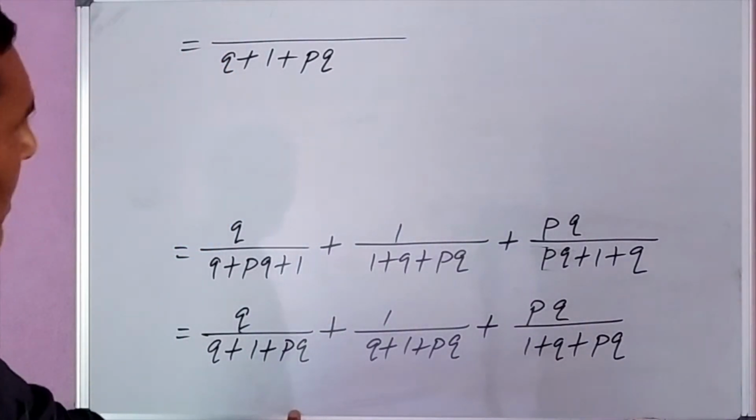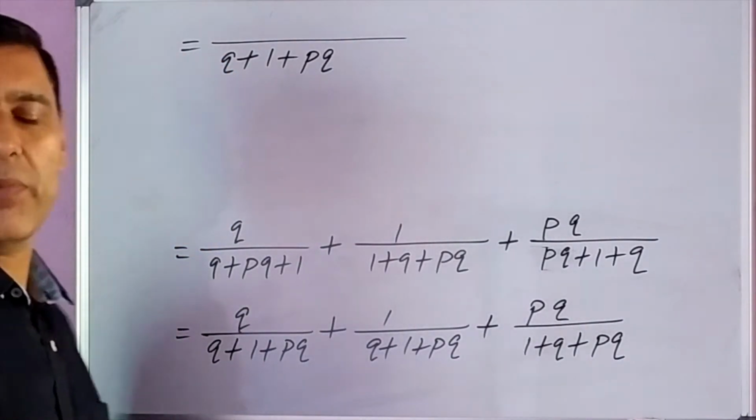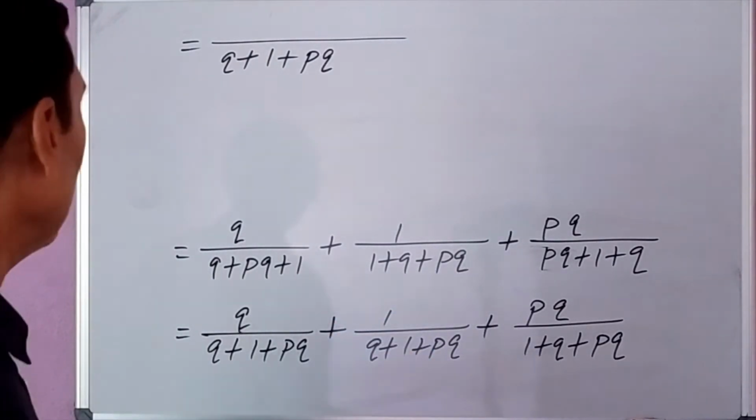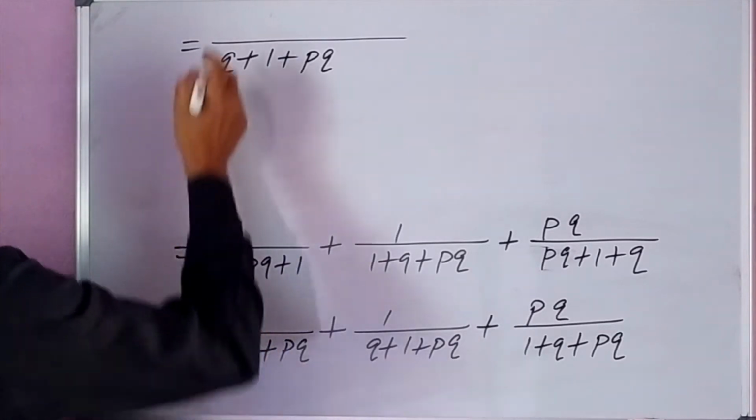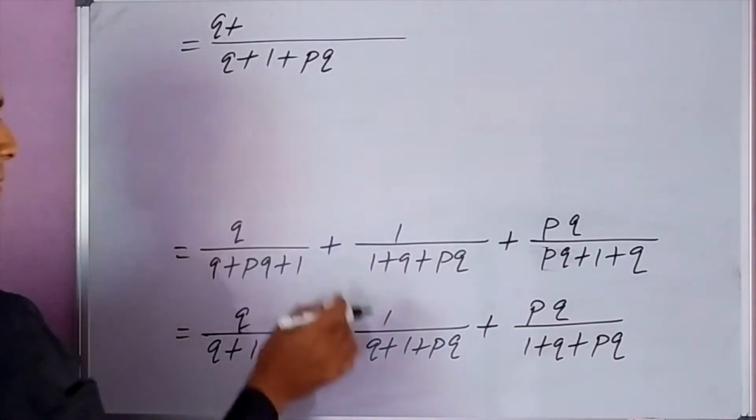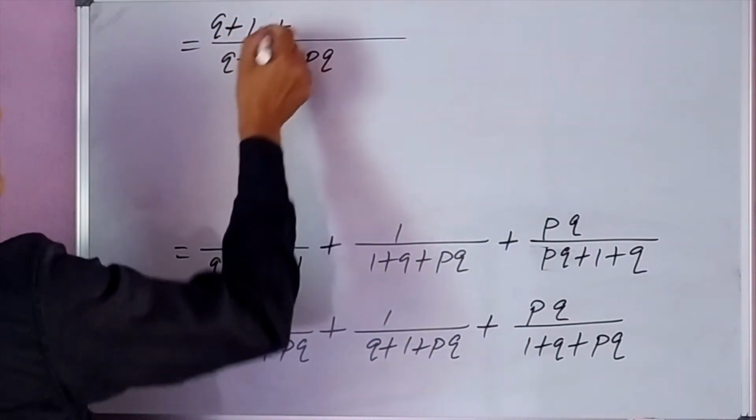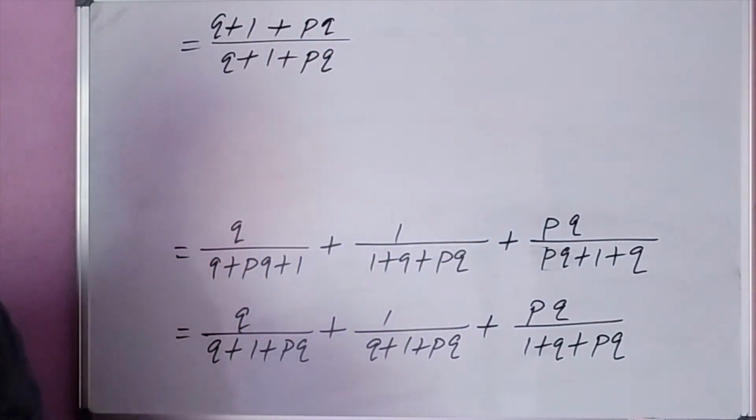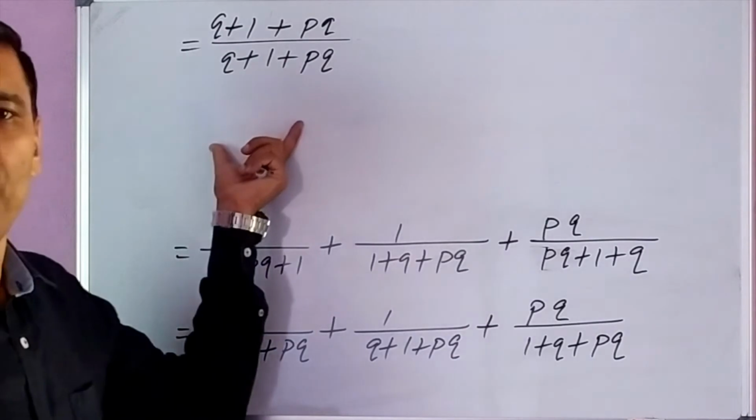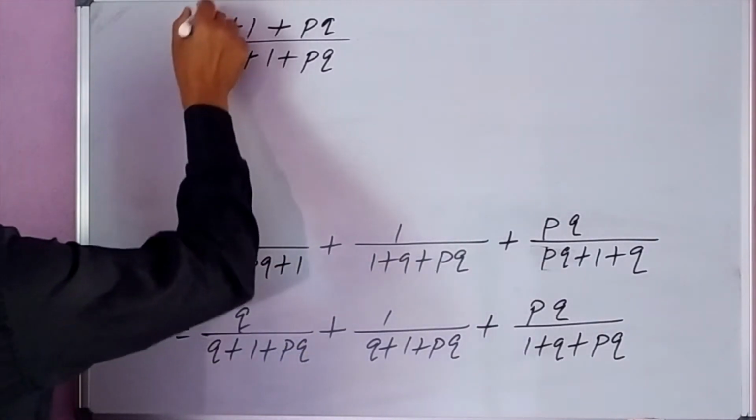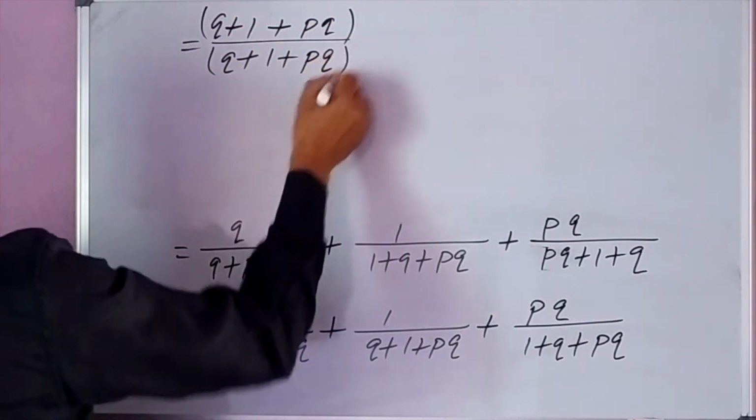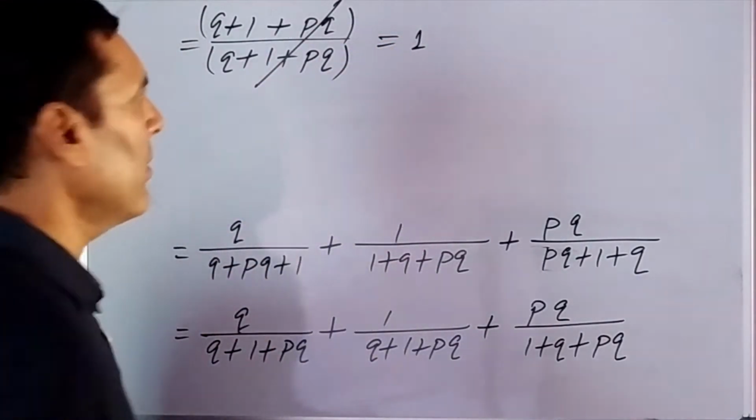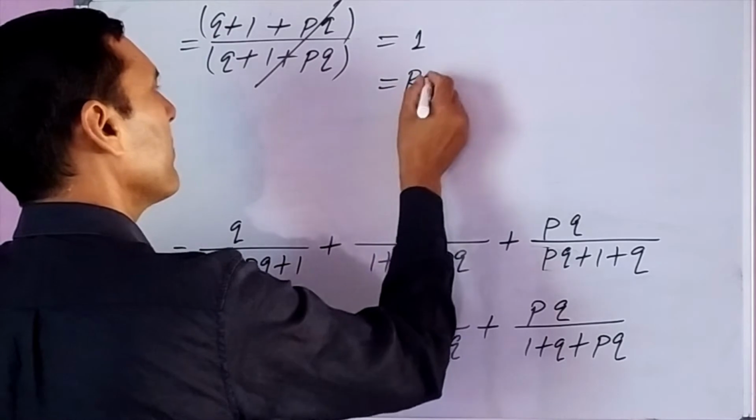Now when the denominator is the same, the LCM is also the same, Q plus 1 plus PQ, and the numerator will also remain the same terms: Q in the first term, this 1 in the second term, and this PQ in the third term. Now you can see we have got the same numerator and denominator, so they cancel, and it gives the answer 1, which is what we have to prove.